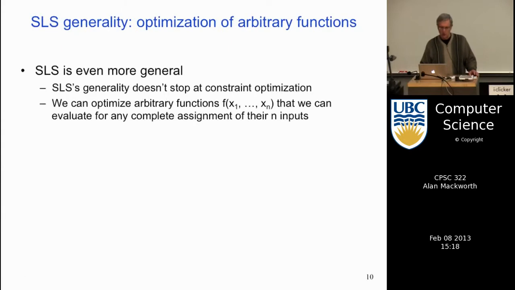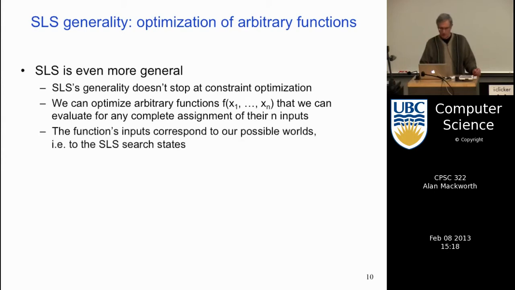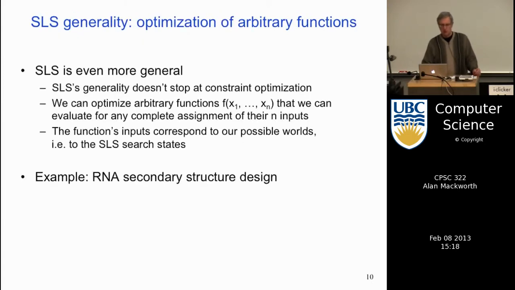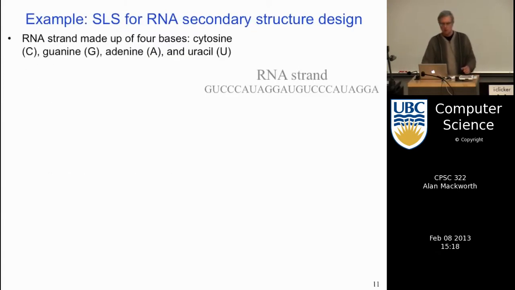Okay, so you can optimize arbitrary functions. You don't have to be able to differentiate the function, for example. All I have to do is be able to, at a point, evaluate it in the search space, okay? And the inputs are our possible worlds. A nice example is secondary structure design for RNA. DNA produces RNA, RNA produces protein. The way the RNA molecule folds determines the conformation of the protein.